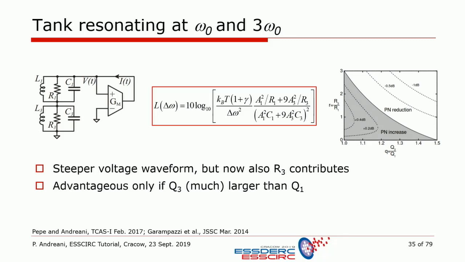And it turns out that to make this advantageous, so that we actually end up with a lower phase noise, the problem is that we need a quality factor at the third harmonic which is larger, and even much larger if you look at this plot here, than the quality factor at the fundamental frequency. And this is not really easy to do in practice.